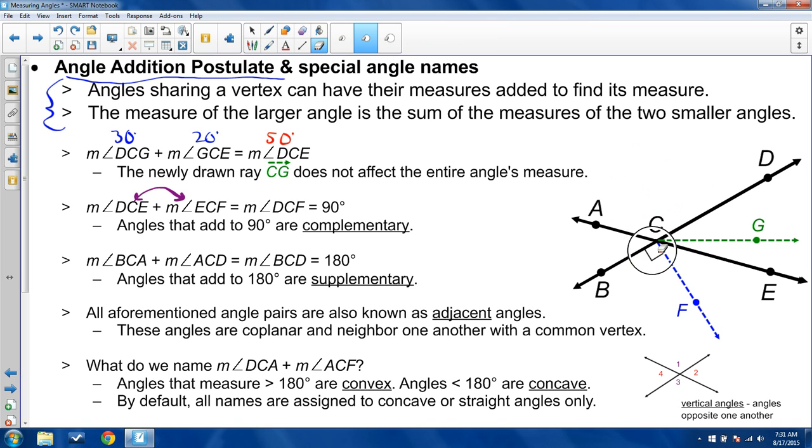So we wouldn't name it angle DCF. It's better to just give it something like DCA plus ACF. But like I said, most often you won't name it like that. And if you do need to, just refer to it as the convex angle, not the concave one. By default, we're going to be assigning concave angles or straight angles only when we refer to those three-letter names. Okay, so DCF is this one, not that one, not by default.